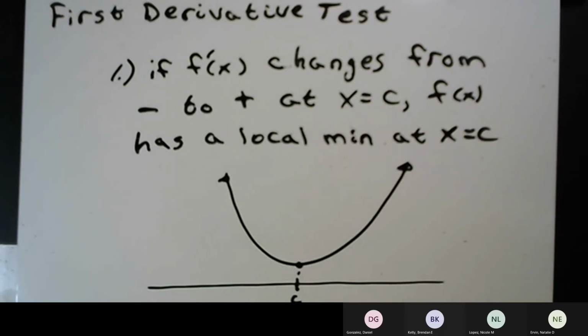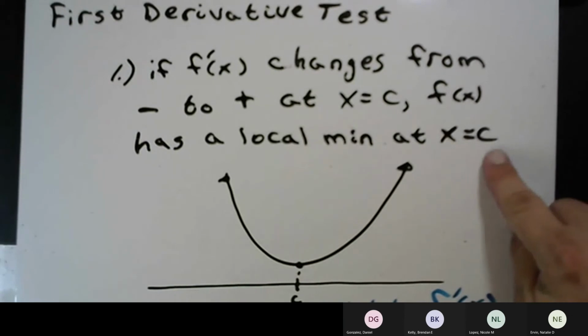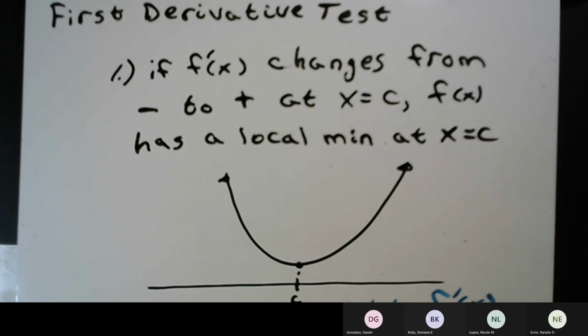So what that means, if you look at your first derivative, you'll have negative, negative, negative, negative, negative, 0 at C, positive, positive, positive, positive. And again, that's your f prime of x. So that tells you have a local minimum at x equals C. So any questions about that? All right.